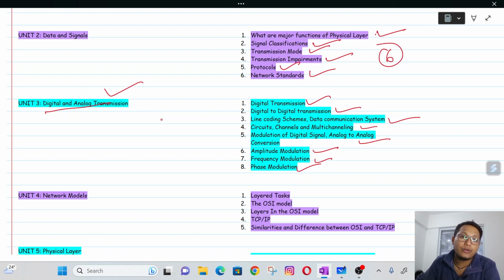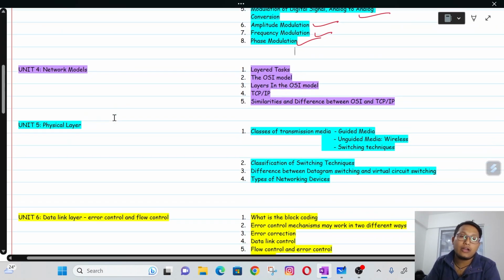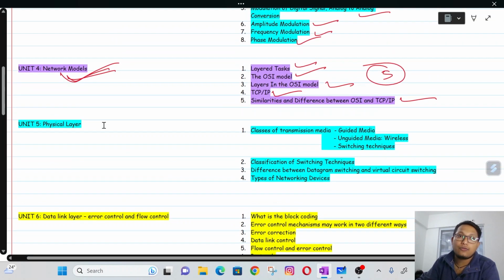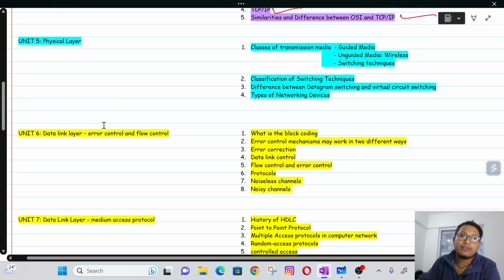And then we went to unit 4. It is all about network models. In network models, you have learned about layer tasks, the OSI model, layers in the OSI model, TCP/IP, similarities and differences between OSI and TCP/IP. These are the 5 topics inside network models. So 4 units are covered. Now it's time for the 5th unit.